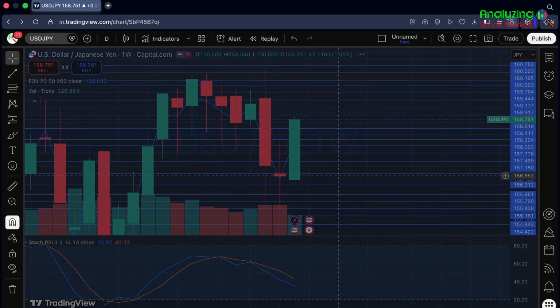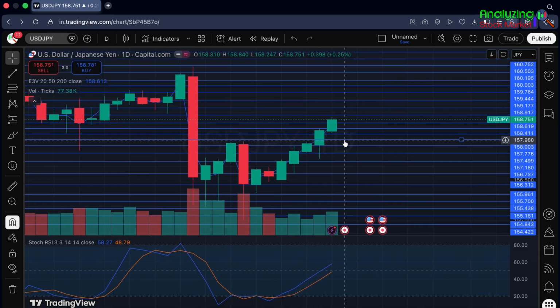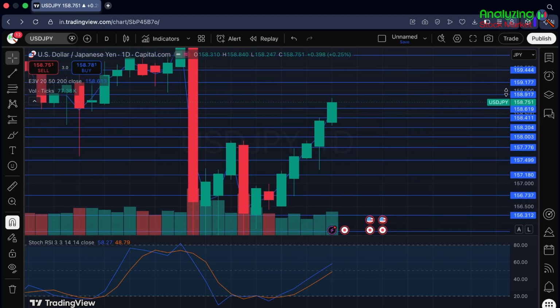So now let's open our daily chart and let's mark some important support zones and resistance zones on our 1-day chart. So here this is our 1-day chart. In this 1-day chart we can see some support zones and resistance zones are already marked. So currently we don't need to mark any new levels.